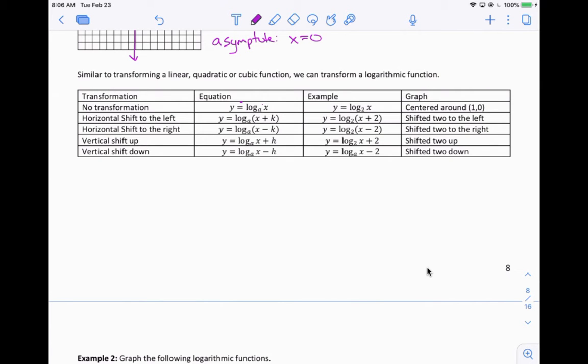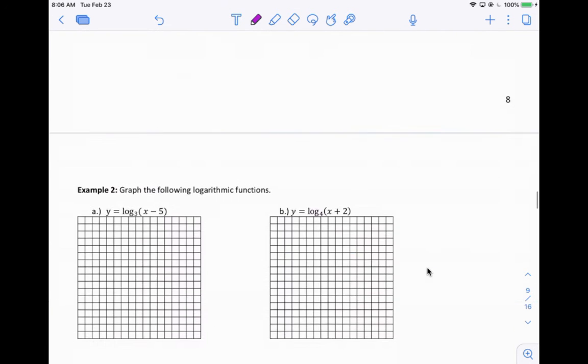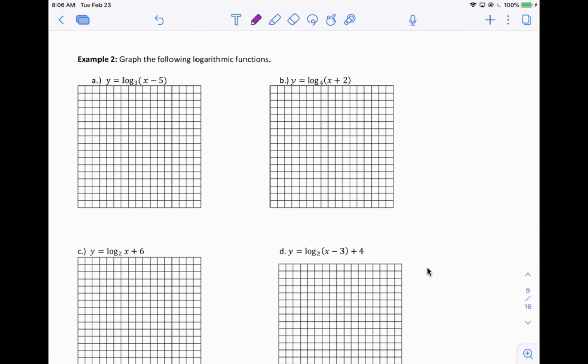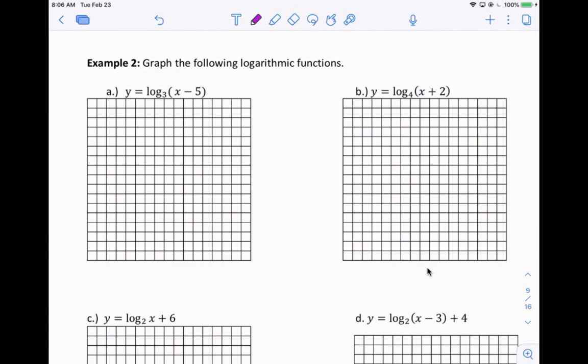We can shift it to the left and the right. We can move it up and down. We can stretch it. We can shrink it. We'll probably focus on the up, down, left, and right this time, but you can add some shrinks and stretches on the outside. But let's take a look at each one of these.